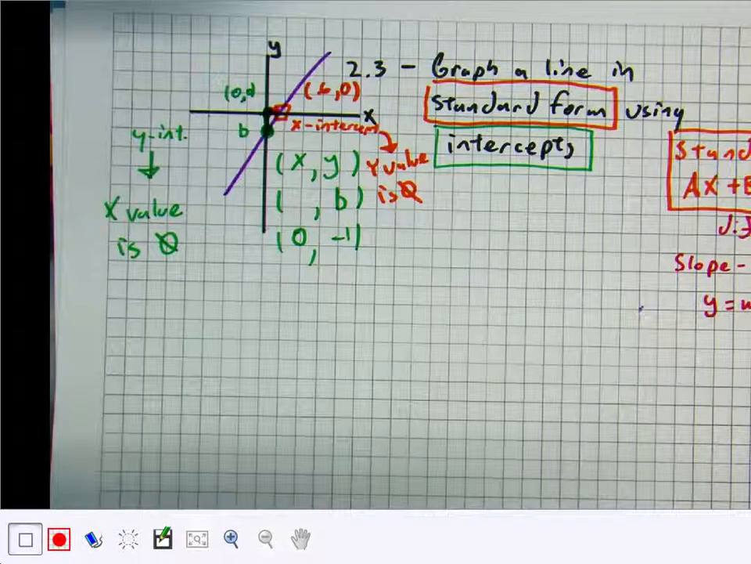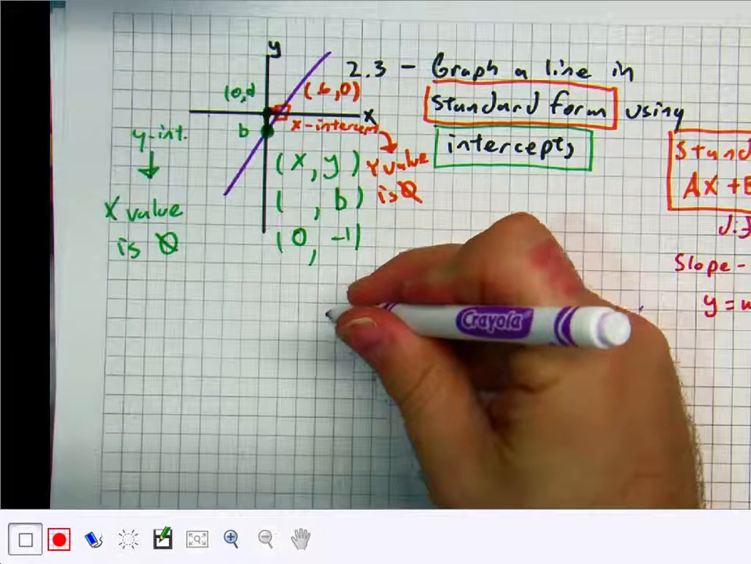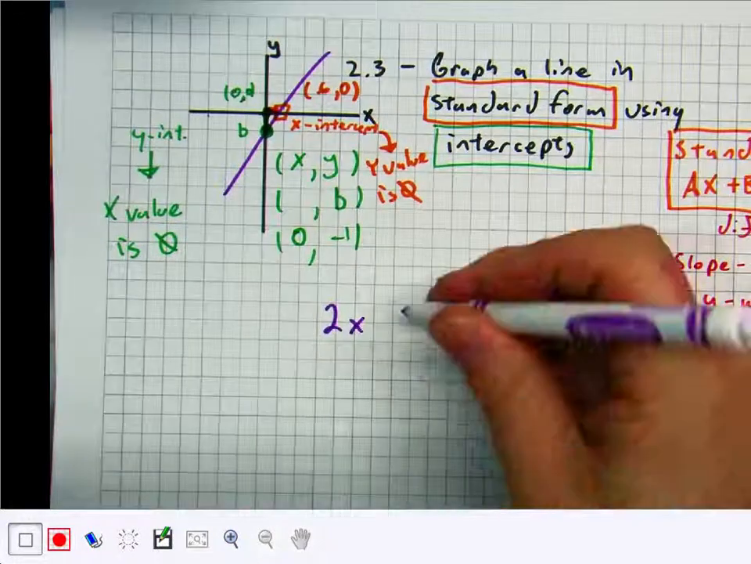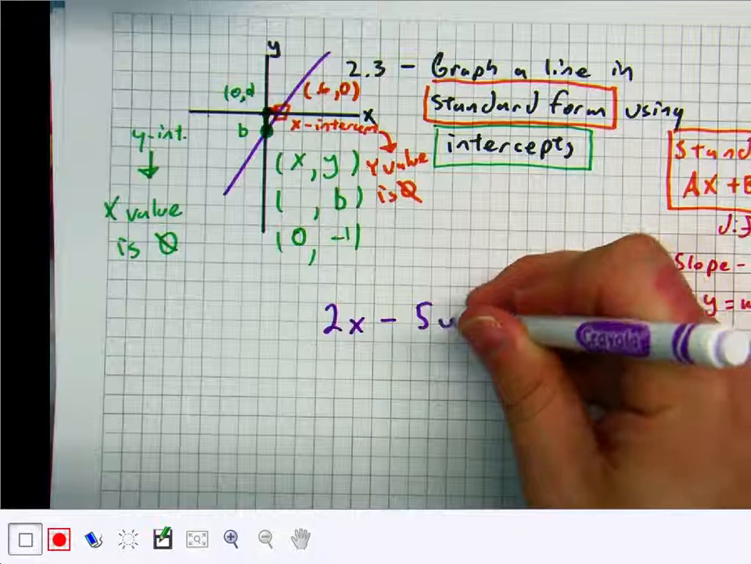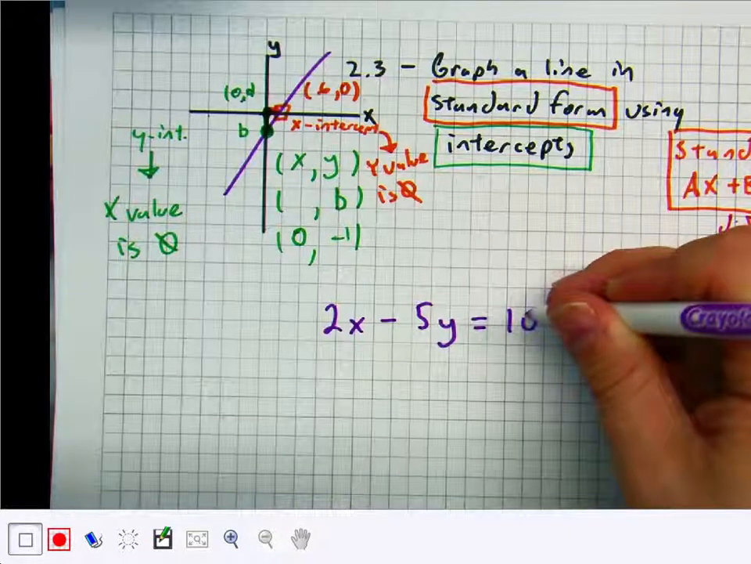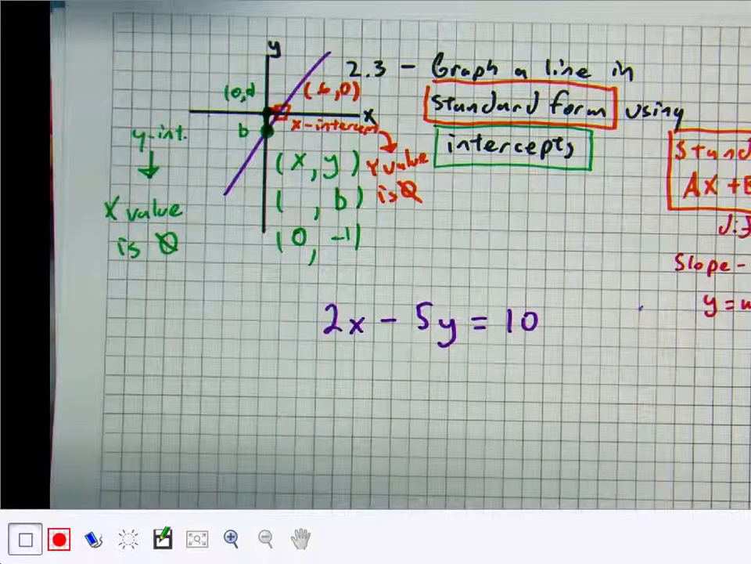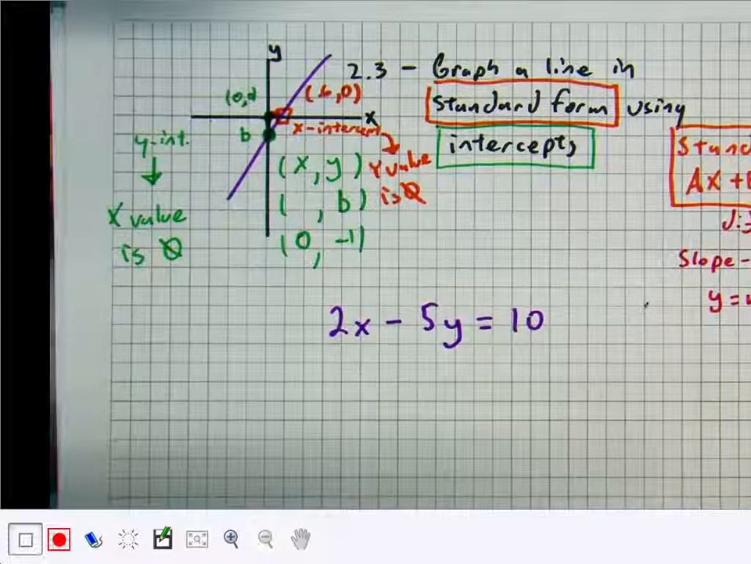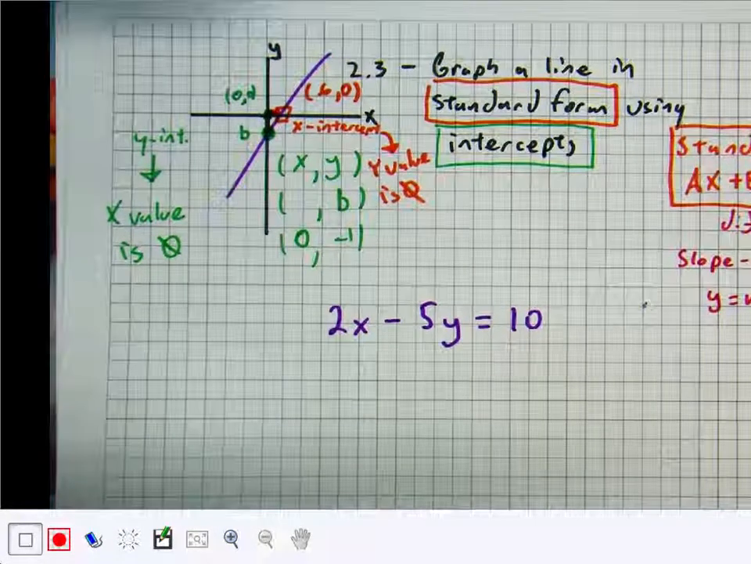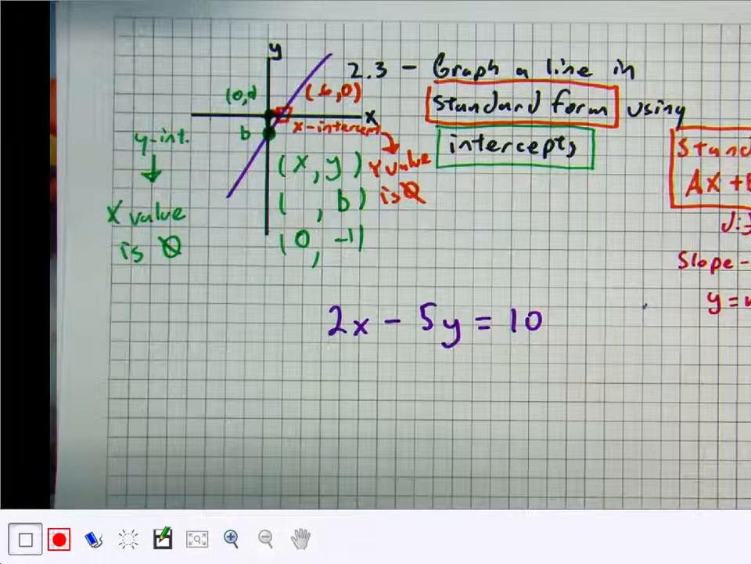So I'm going to give you guys a sample equation. I'm going to say something like this: 2x minus 5y equals 10. Okay, 2x minus 5y equals 10. Just made this up. Came up with a couple numbers in my head. All right? And what I want to do with this one is find the intercepts.